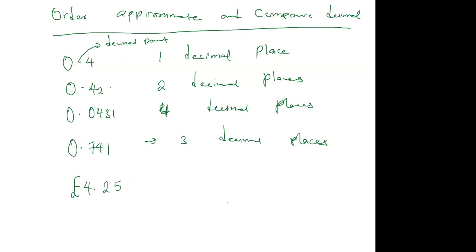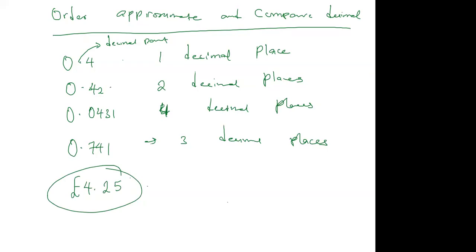4.25, money is always rounded to two decimal places. So when you have this one, it is good because pounds have two decimals. So money is always rounded to two decimal places.